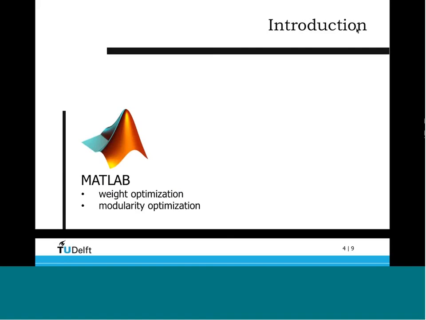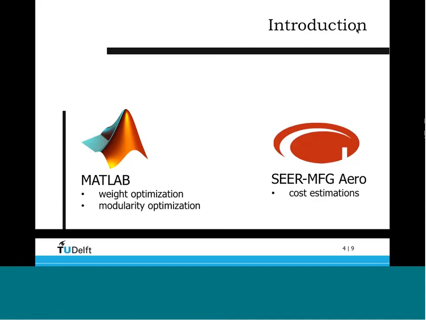However, I also needed to determine what the cost would be of manufacturing these different structures. In order to do this, I used the SEER for manufacturing software with the Aerostructures plugin. But in order to be efficient, I needed to integrate the SEER for manufacturing software with MATLAB, so I could do all the optimization parts for weight and modularity in MATLAB and then simply let MATLAB call SEER to do the cost analysis. And this is what I will describe in this presentation, how I have solved this problem.